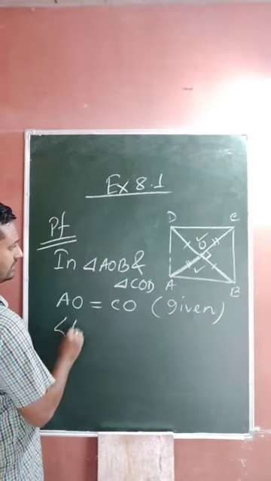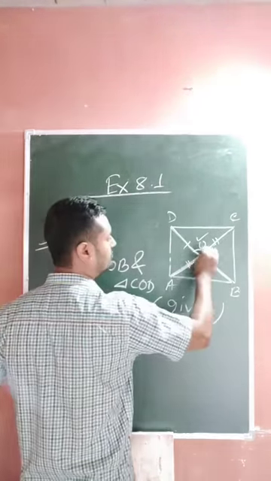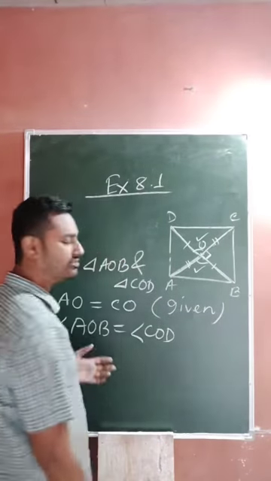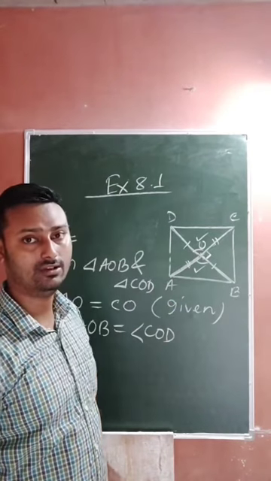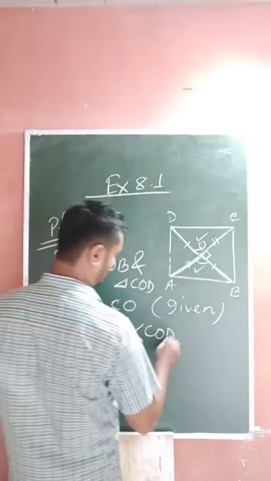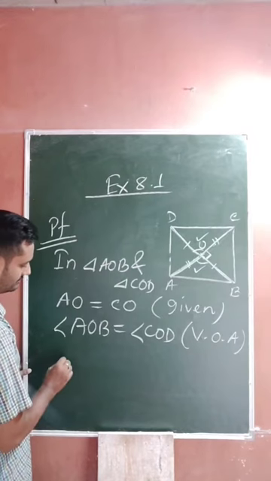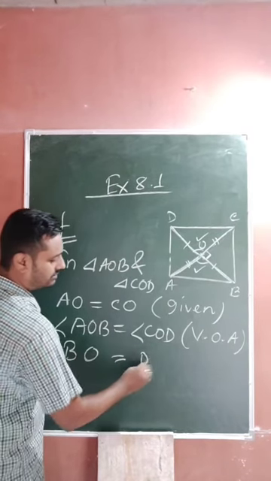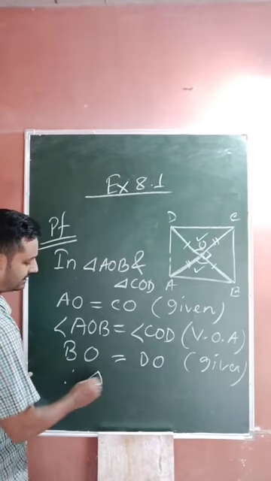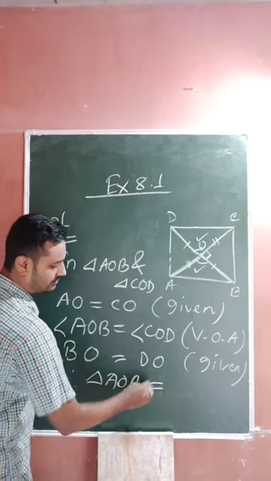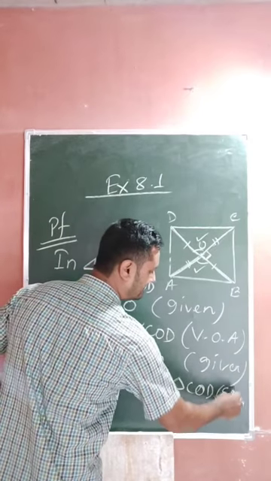Again, look at the angle AOB is equal to angle COD. All of you know this is the vertically opposite angle. If this one is 90 degrees, this one is also 90 degrees. All four angles are actually 90 degrees, but you can say here vertically opposite angle. Again BO is equal to DO, which is also given. So triangle AOB is congruent to triangle COD, and the criterion is SAS.